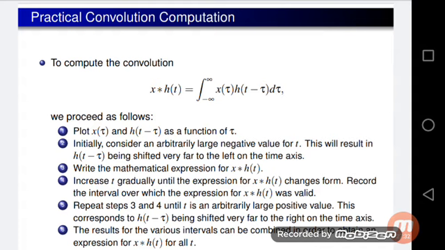These are the different properties and rules of LTI systems. They help in simplifying problems for further computations.